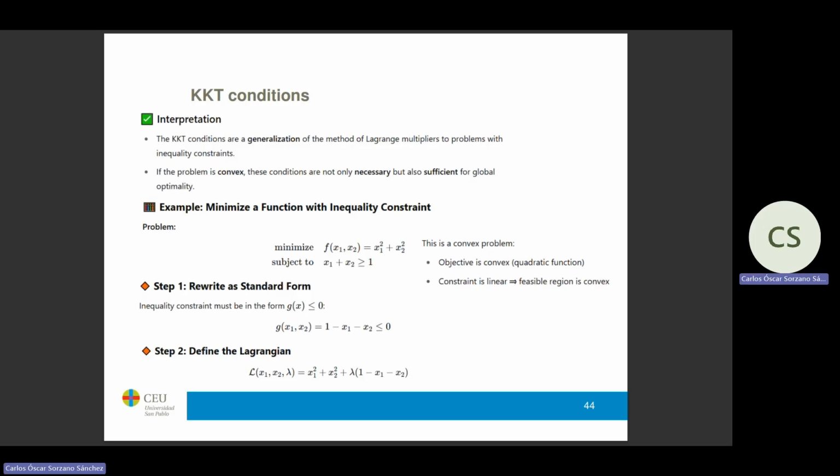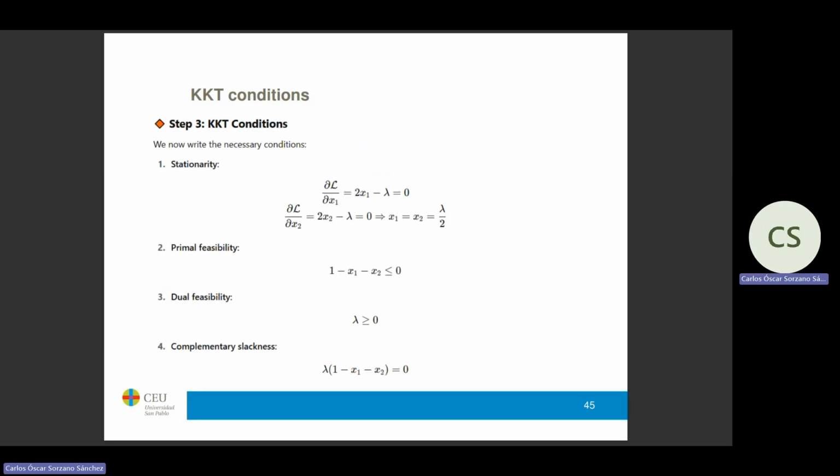Then you define the Lagrangian. When you define the Lagrangian, that is the function plus or minus, it doesn't matter. So have the function plus lambda g. Then we put all the conditions. So all the conditions are stationarity. Stationarity is the derivative of the Lagrangian with respect to x1 and x2 equal to 0.